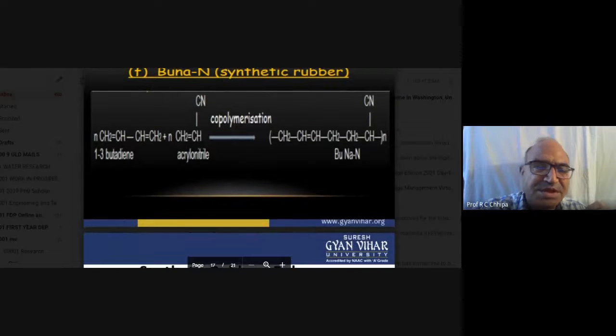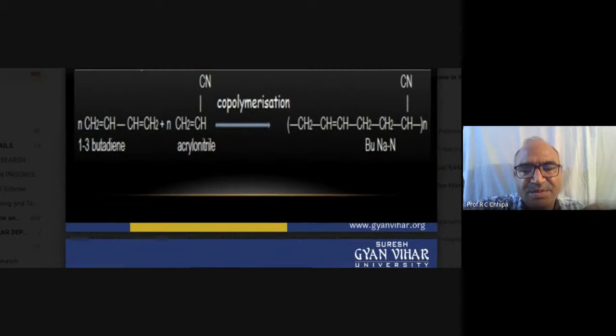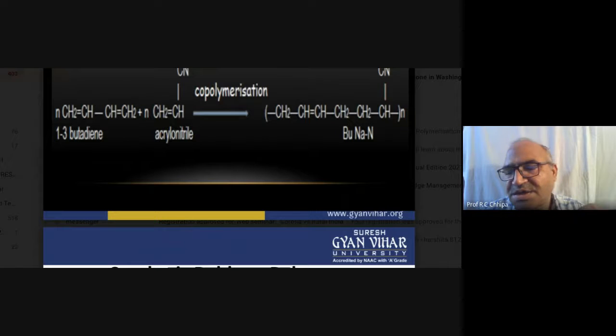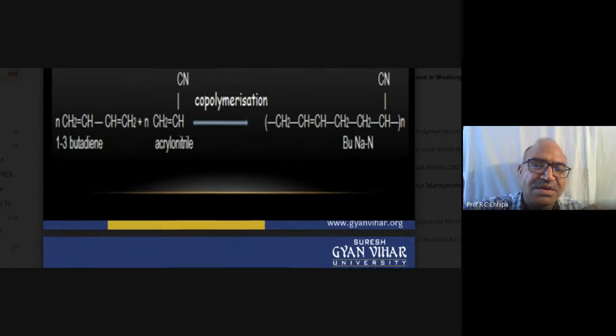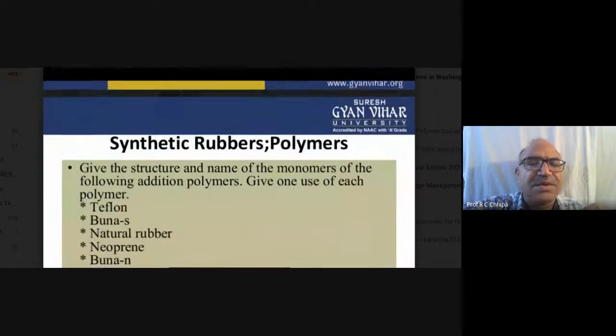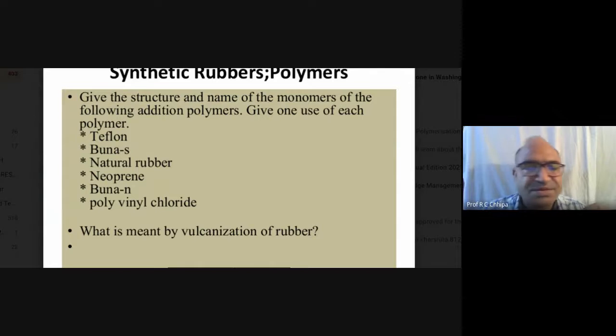So here one more thing is there, and that is the copolymerization of 1,3-butadiene with acrylonitrile. Acrylonitrile has the cyanide group. So this is another synthetic polymer. In this particular case, Buna N, 1,3-butadiene is combined with acrylonitrile, CH2=CH-CN, the vinyl group, vinyl cyanide. So this copolymerization is a specific process. Rubber is obtained. So this is the synthetic rubber.